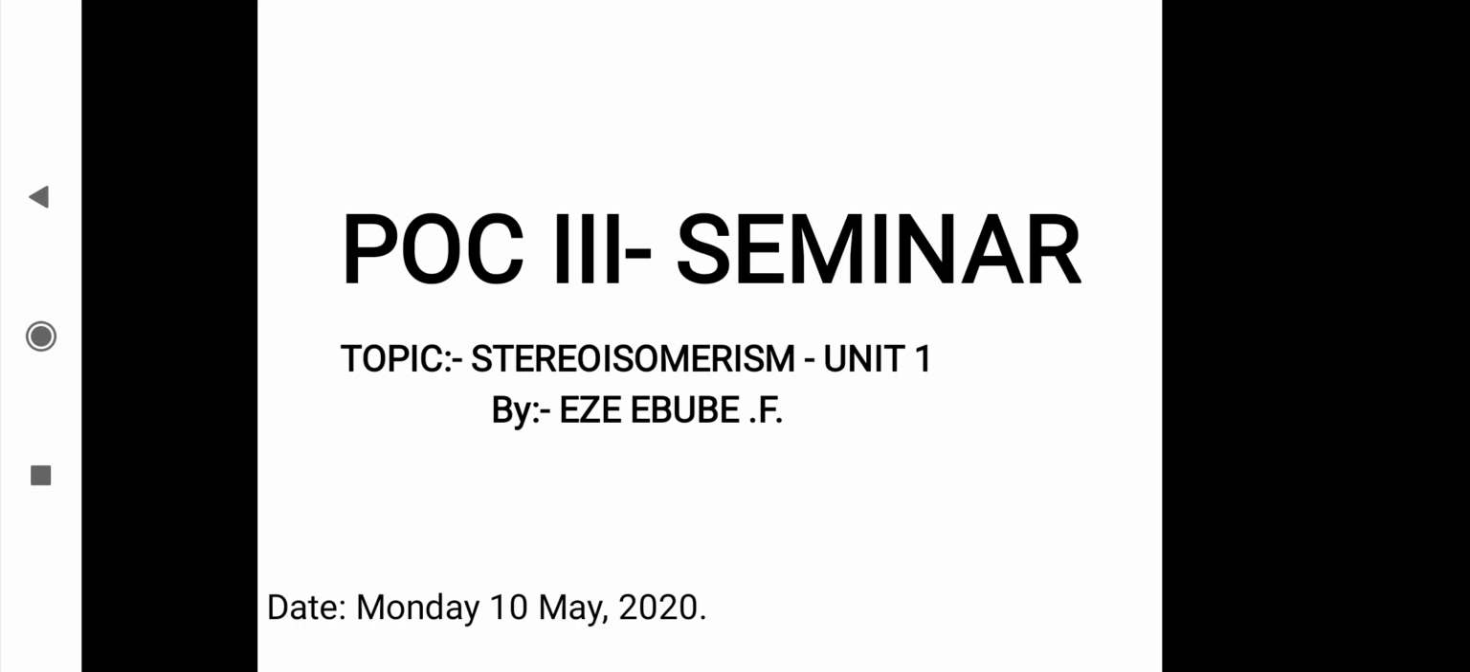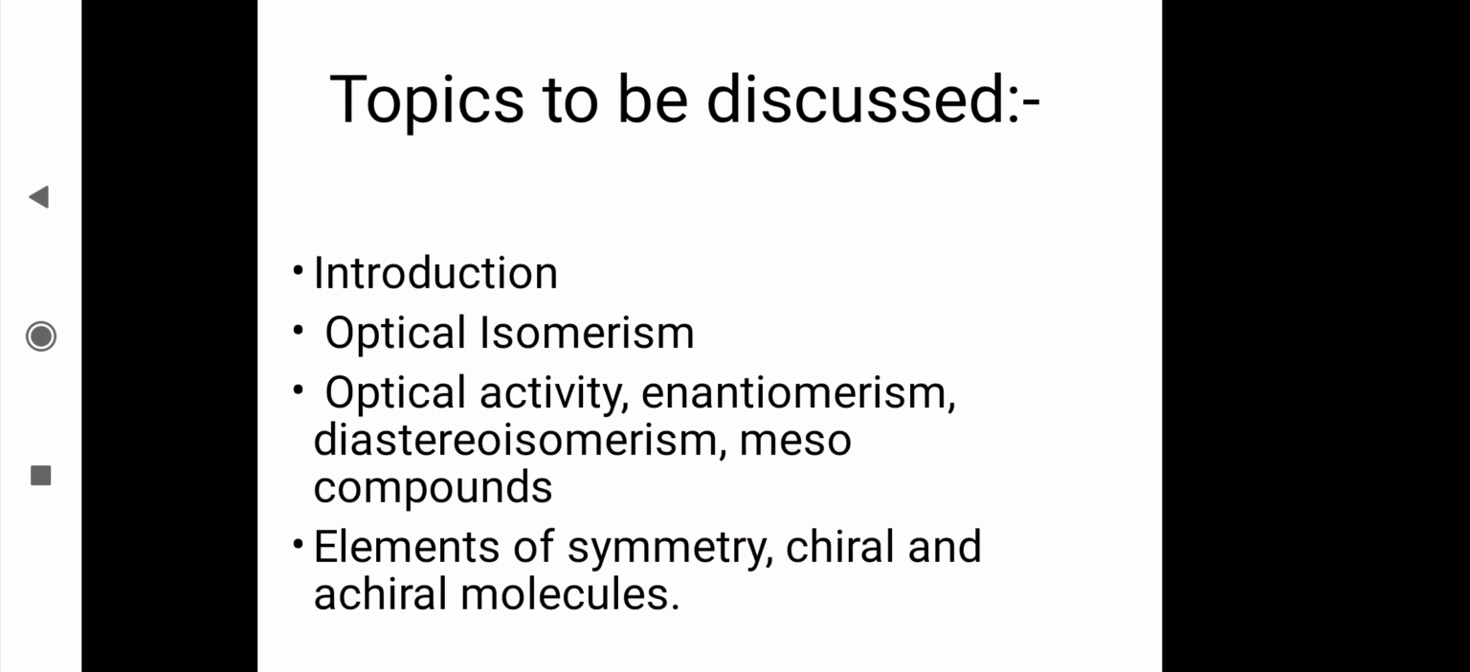Good evening, everyone. I'm going to be giving a seminar on the topic stereoisomerism, and this topic is under Unit 1 in Pharmaceutical Organic Chemistry 3, fourth sem B Farm. Under this topic, we're going to be talking about a few subtopics, which include the introduction to stereoisomerism, optical isomerism, optical activity, enantiomerism, diastereoisomerism, meso compounds. We'll talk about elements of symmetry, chiral and achiral molecules.